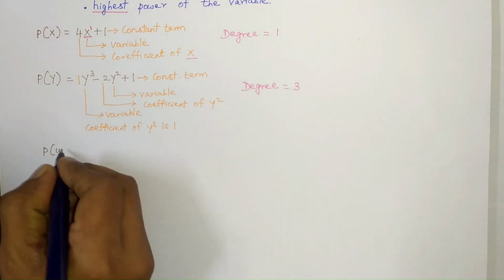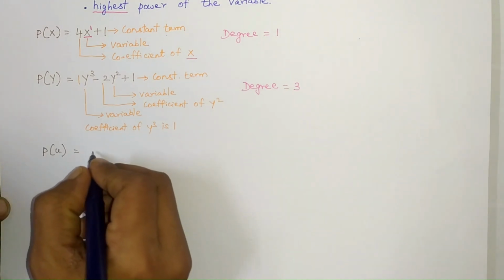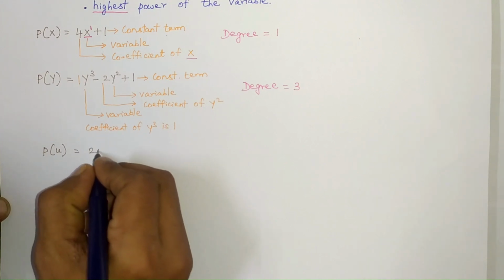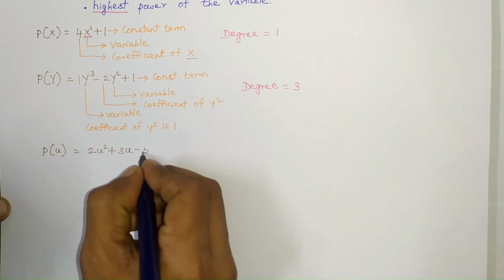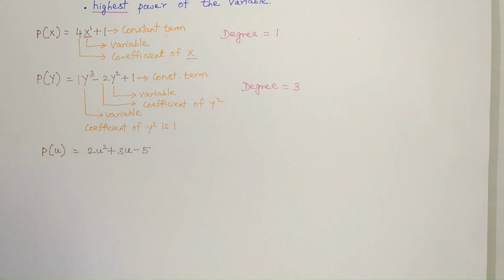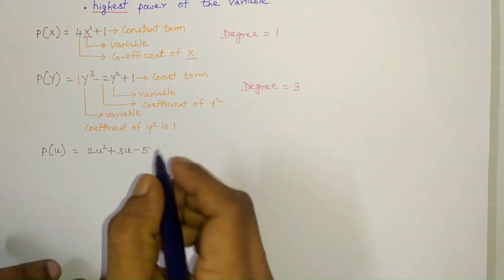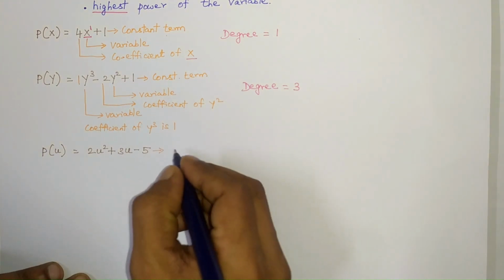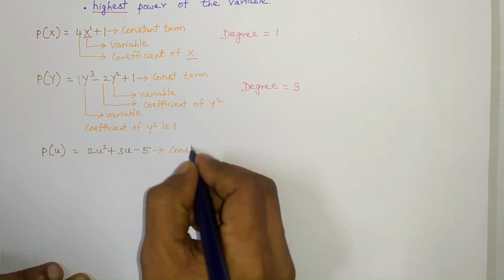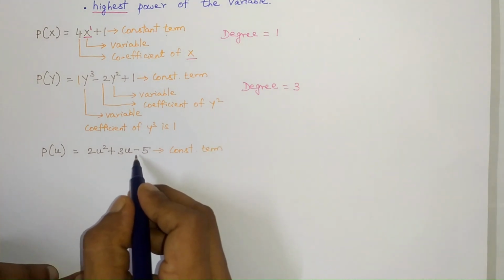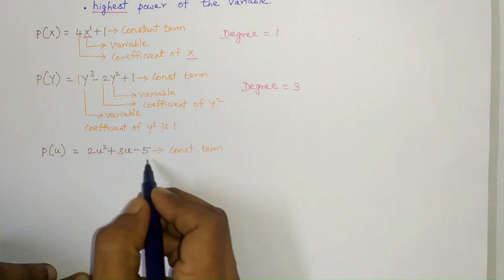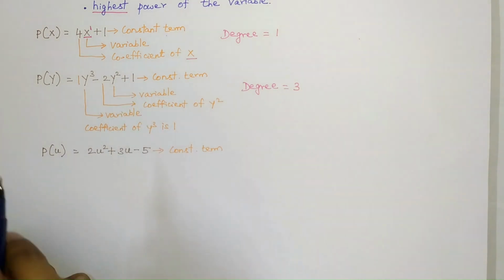P of u is equal to 2u square plus 3u minus 5. So let us write the terms that are involved here. Minus 5 is going to be the constant term. When I take the term, I have to take it along with the sign. So 5 is not the constant term; here minus 5 is the constant term. Here plus 1 is the constant term. Okay.